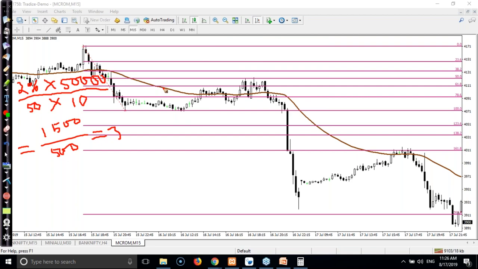Suppose if you have 50,000 amount of money, if you wanna place SL 50 point above or 40 point above, and here is your entry point. So that means you can buy here 3 lot, not more than, remember. And your target will be 1:2, that means 40 point, right?